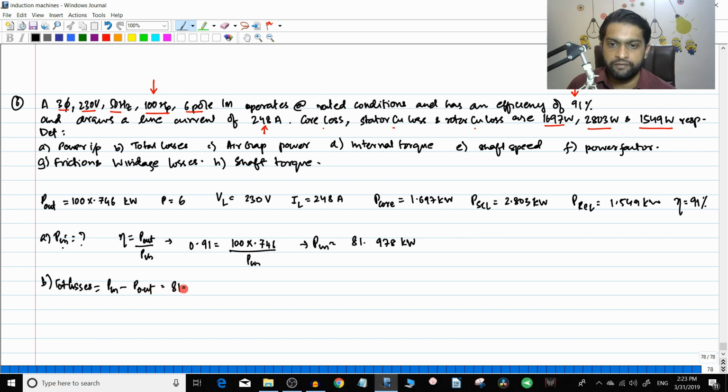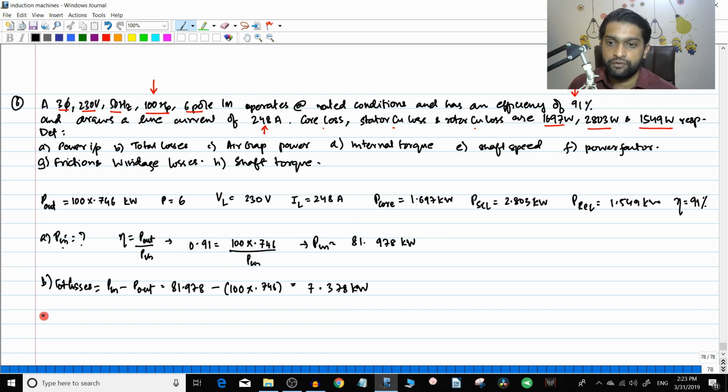So that is 81.978 minus output power, which is 100 into 0.746. So this value will be equal to 7.378 kilowatts. This loss contains stator copper loss, core loss, rotor copper loss, and maybe the stray losses also, and mechanical losses. Every loss is included in this particular value, 7.378 kilowatts.